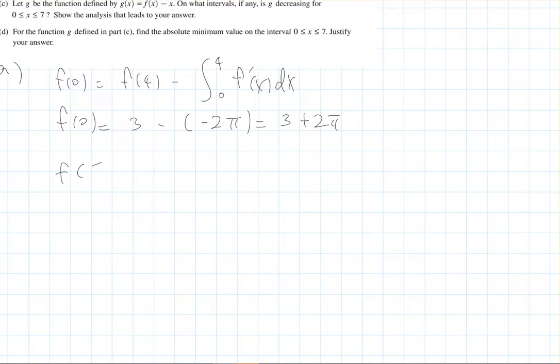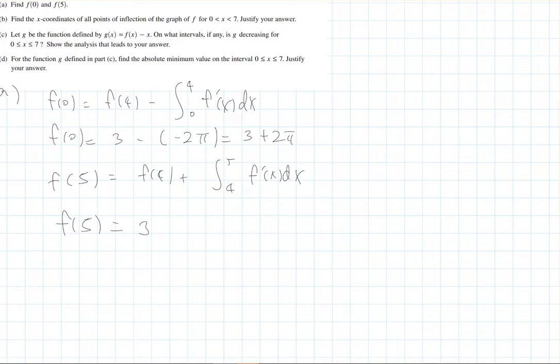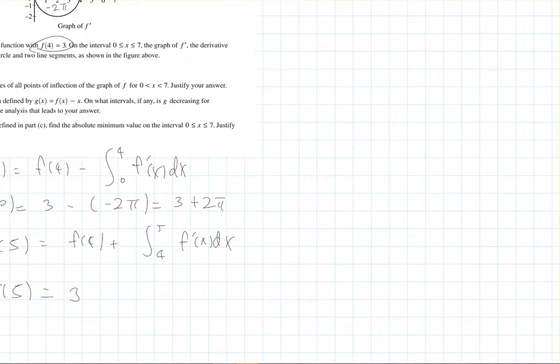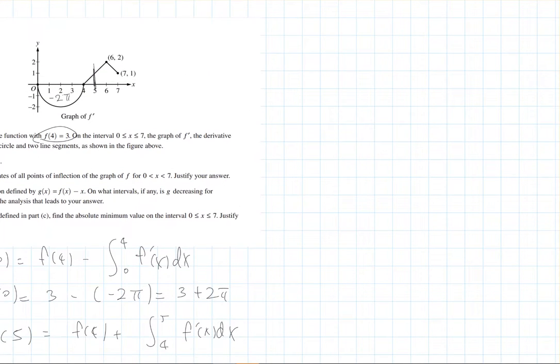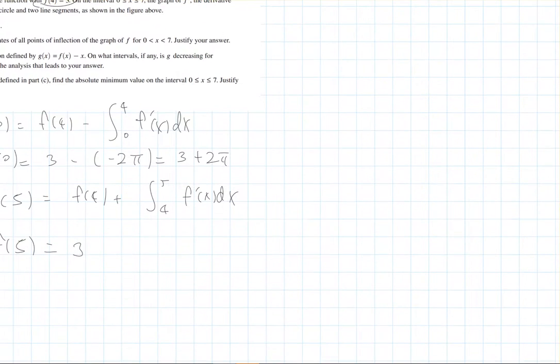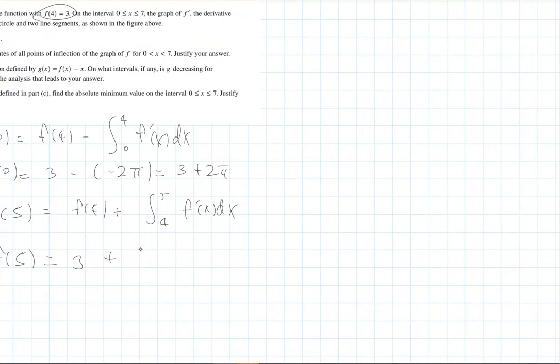For f of 5, the equation is going to be f of 4 plus the integral from 4 to 5 of f prime x dx. We also know that f of 4 is 3. Now, the integral from 4 to 5 is this area, and we know that the area of this is 1 over 2. It's a basic triangle area equation, so this is going to be 3.5.